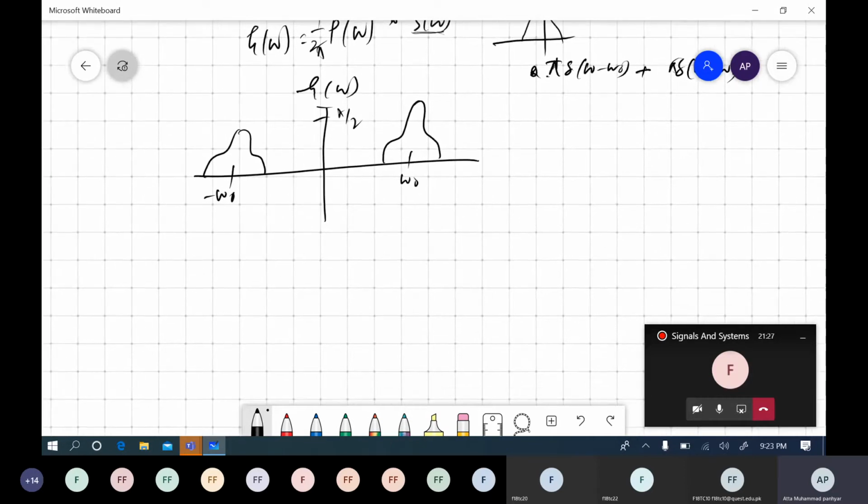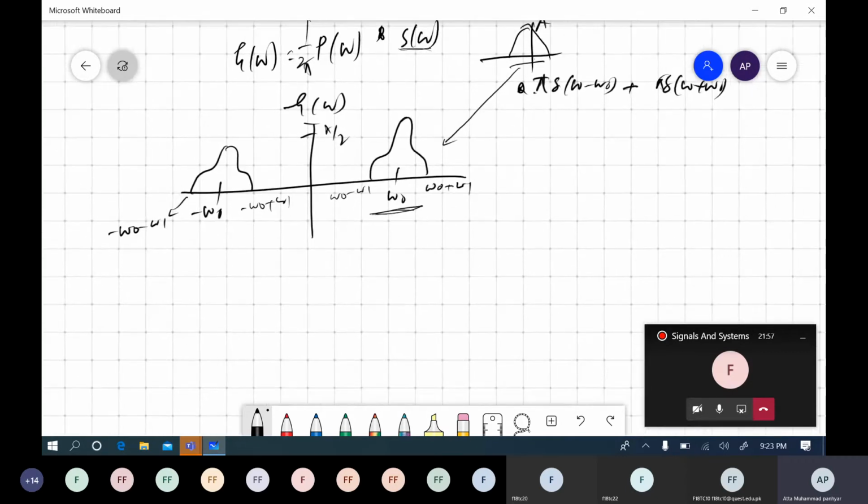Now for example, we have another signal. Now we have modulated this signal in another way. This is omega naught plus omega 1. This is omega naught minus omega 1. This is minus omega naught plus omega 1, and this value is minus omega naught minus omega 1, right? Now we have modulated this signal. The original signal was a low frequency signal. Now we have shifted its frequency. You can see this frequency range is higher than this frequency range, right? So now if we wish to demodulate the signal, that means we want to extract our information from the carrier.